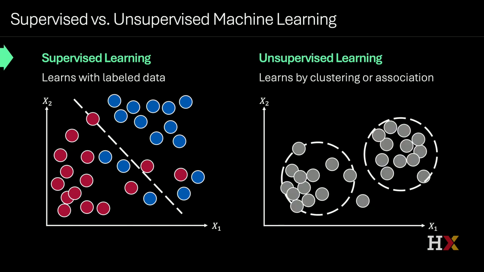Unsupervised learning: no labels. It is like dropping the model in a room full of jigsaw puzzle pieces and telling it, good luck. It tries to find structure, clusters, patterns, correlations, without even knowing what the right answer is. We mostly focus on supervised learning in this course, especially for classification and regression tasks.